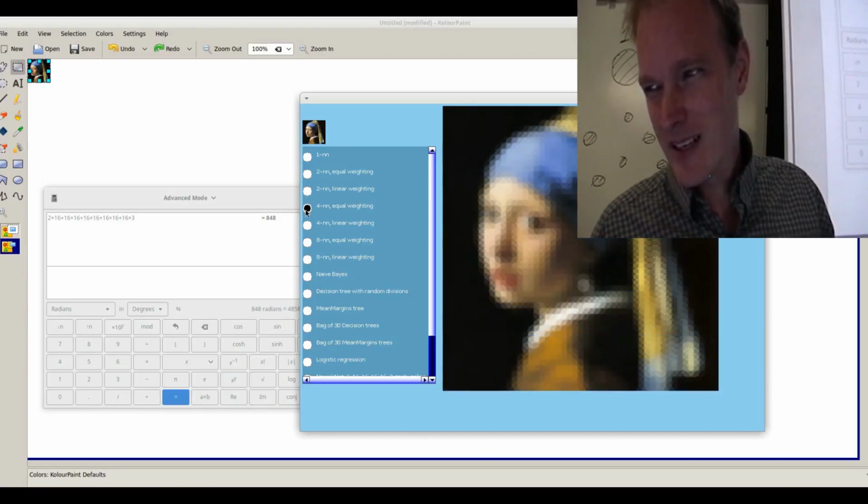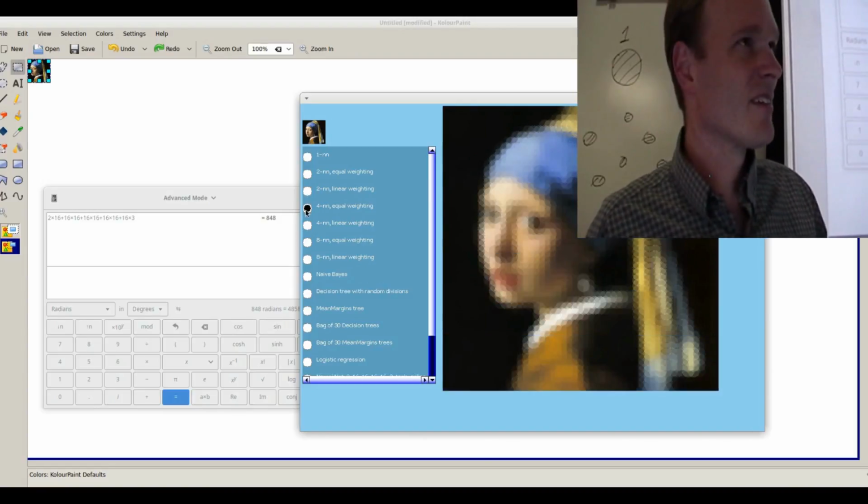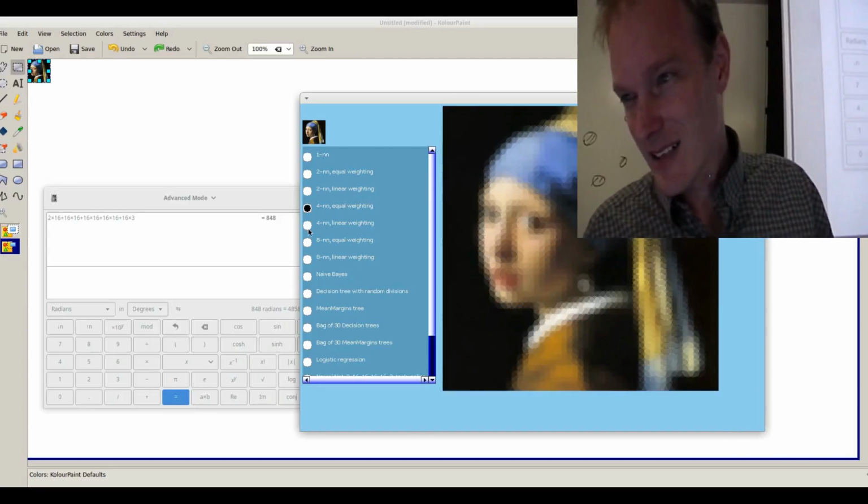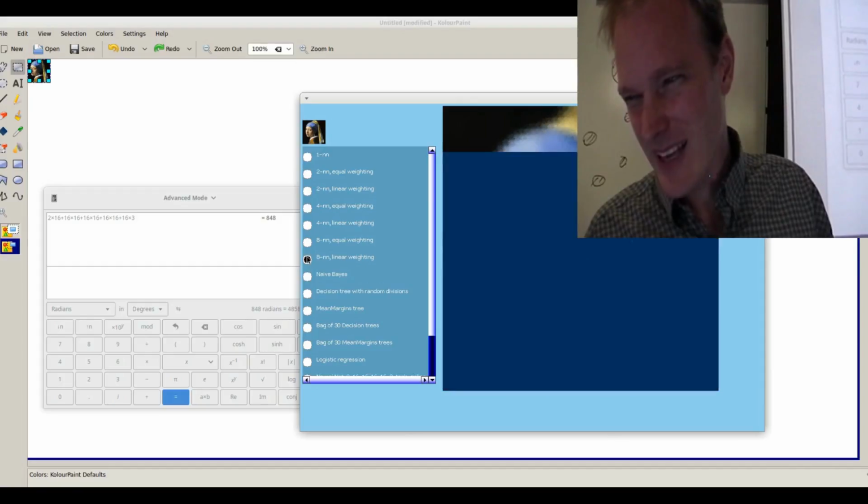4nn with equal weighting. Now it's made out of a bunch of circles, circle-y like things. 4nn linear weighting, it's kind of looking kind of sharp. 8nn with linear weighting.